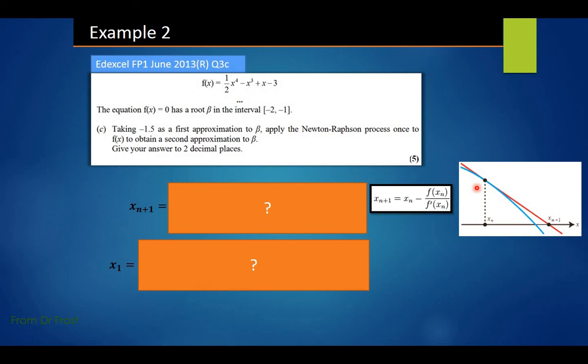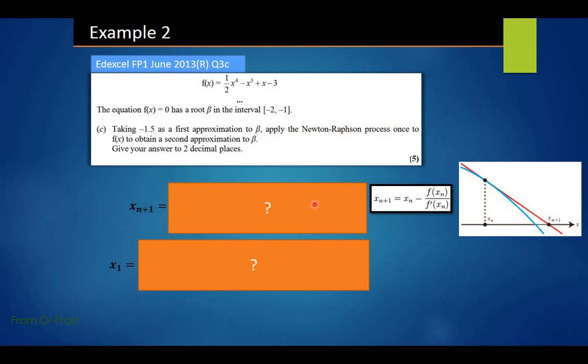Right, next we're going to try out one iterate. So here we've got our function, and we know that we want to find where the function is equal to 0, and that answer would be beta in the interval -2 to negative 1. If we take negative 1.5 as the first approximation, we just have to apply Newton Raphson once to get the second one. That's all we're asked for.